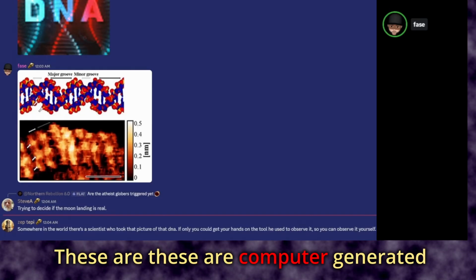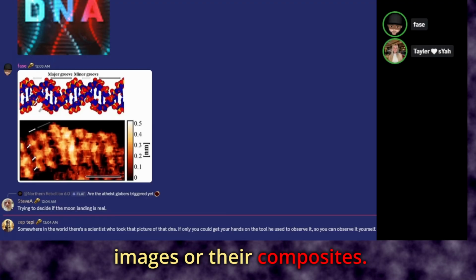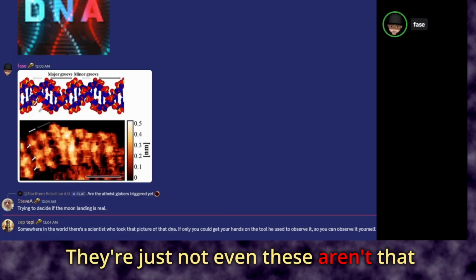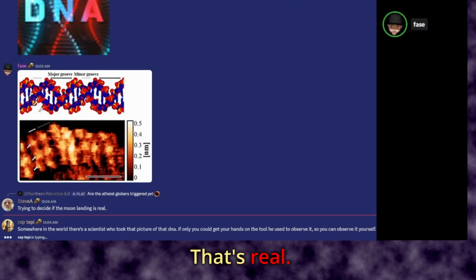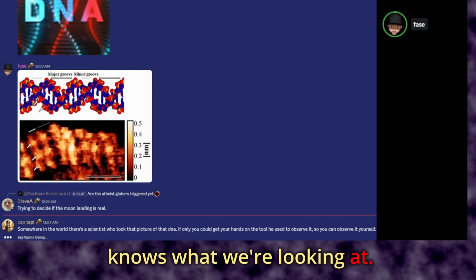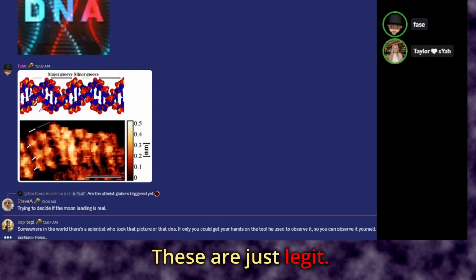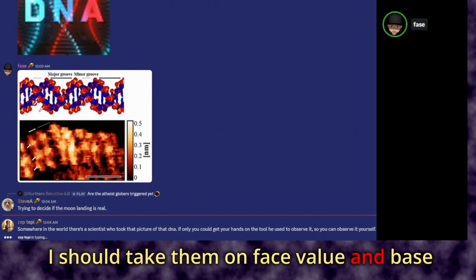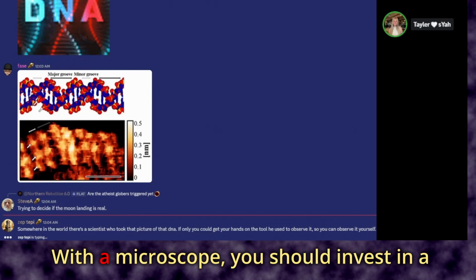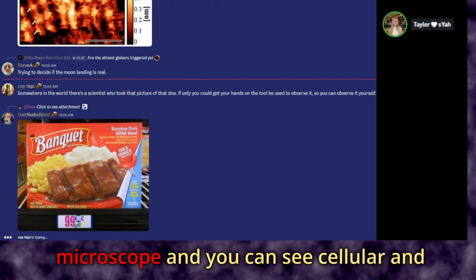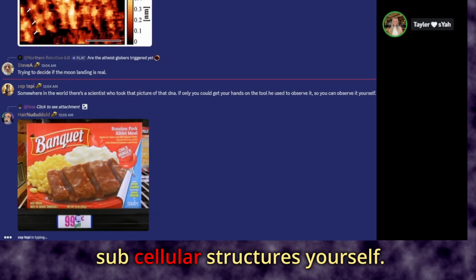These are computer generated images, or they're composites. No, they're not. Even these aren't. That thing on the top right there, that's real. And then the second thing, like God even knows what we're looking at. It's like blurry. Yeah, those are legit. I should take them at face value and base my worldview on that. You should go start by looking at them yourself with a microscope. You should invest in a microscope and you can see cellular and subcellular structures yourself.